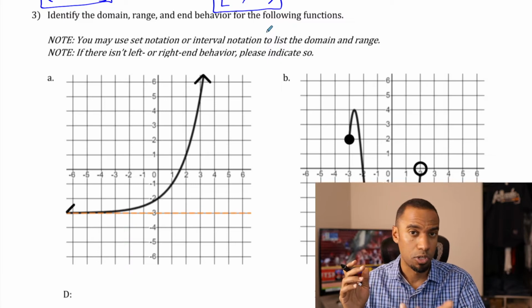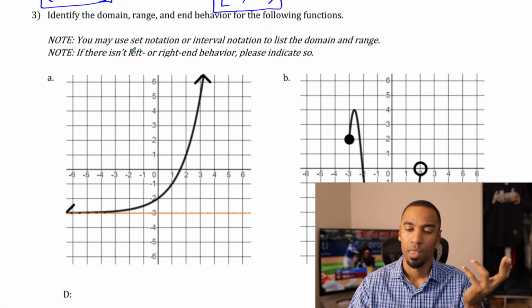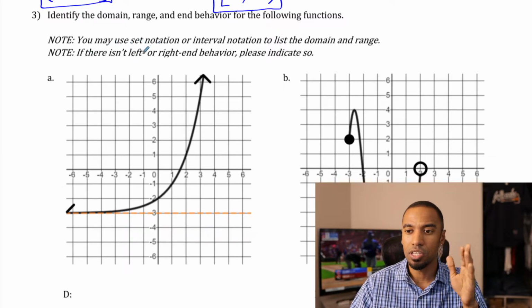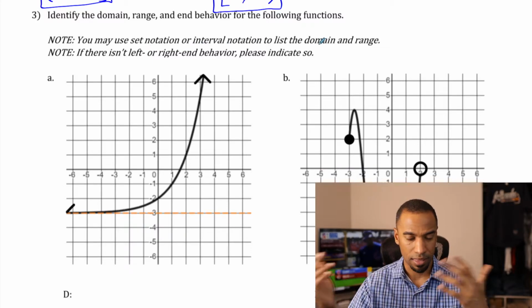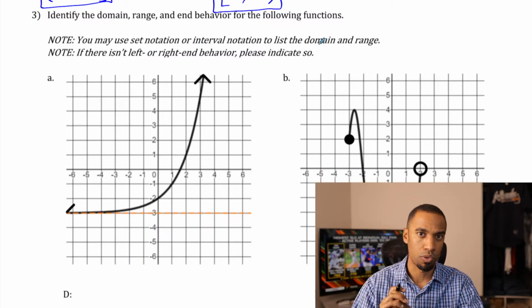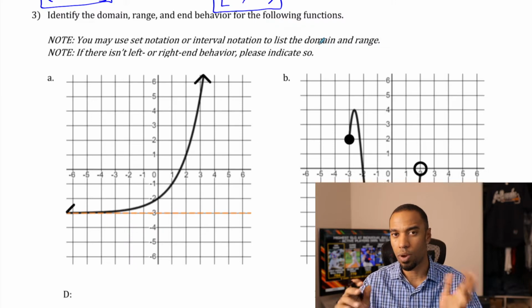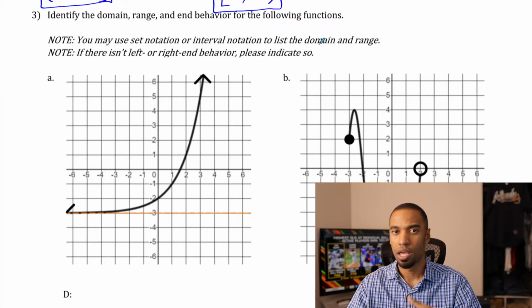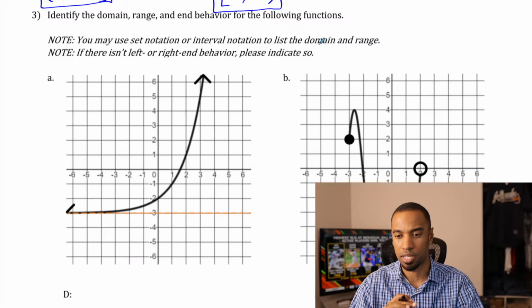Remember, if something is all real numbers, you can say all real numbers, by the way. And then if there isn't left or right end behavior, you can indicate that there is no end behavior there to the left or to the right. Sometimes there's just no end behavior in one direction, and in the other direction there is, and you're going to have to make sure to tailor that.